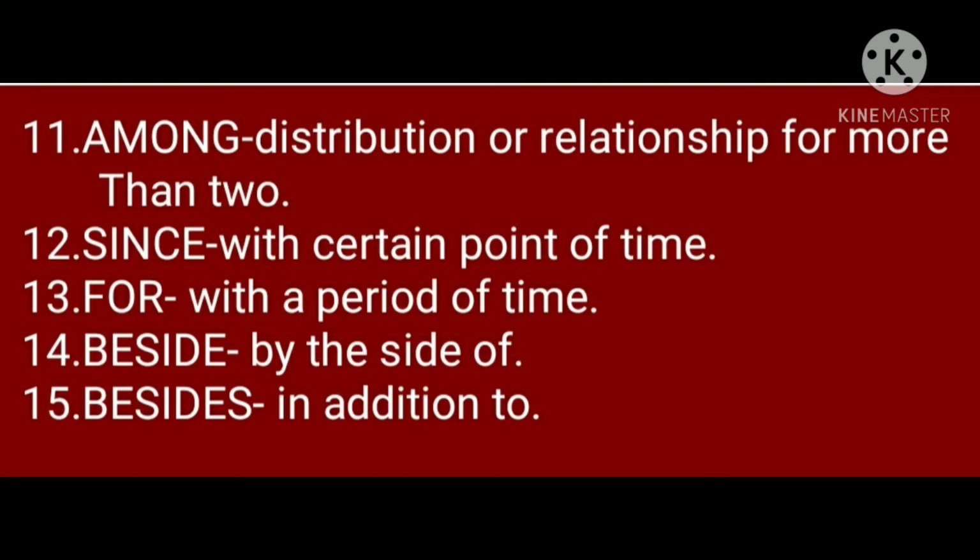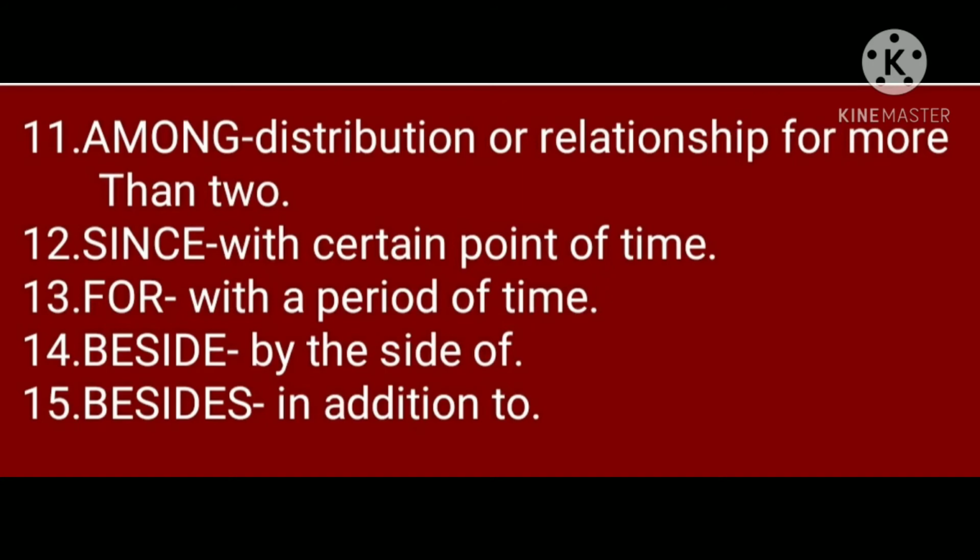The next one is since. With a certain point of time, when the time period is fixed, then we use since. For example, my friend has been playing cricket since morning. Here it is a fixed time, that he is playing from morning. So since is used. While for is used with a period of time. It has been raining for 1 hour. If a period of time is said, then for is used.